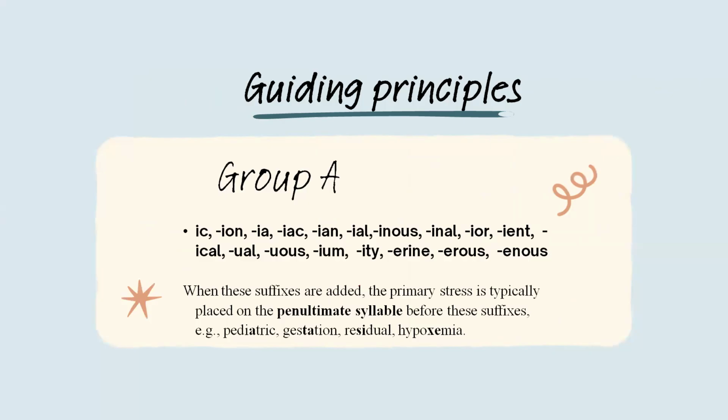The first group: if the terminology ends with different suffixes, like you can see: -ic, -ein, -ian, -ial, -ine, -ire, -ical, -ul, -us, -ium, -ity, -erin, -eras, and so on. When these suffixes are added, the primary stress is typically placed on the penultimate syllable before these suffixes. What is the penultimate syllable? It is the second last vowel sound of the word. Okay, so the examples given are pediatric, gestation, residual, hypoxemia.